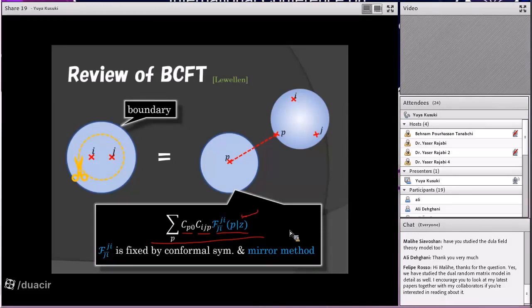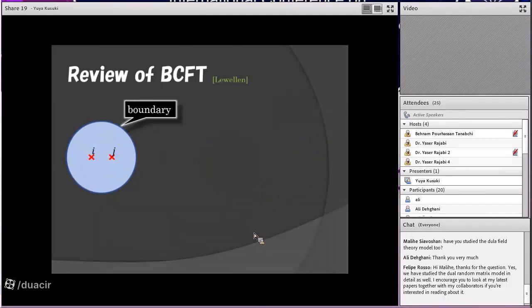Moreover, actually, this Virasoro block is completely the same as the Virasoro block for the four-point function on the sphere, not on the disk with a boundary. This is because, by using the mirror method, the Ward identity for a two-point function on the disk is completely the same as the Ward identity for the four-point function on the sphere. That's the reason why here we have just the Virasoro block for the four-point function on the sphere, not a disk.